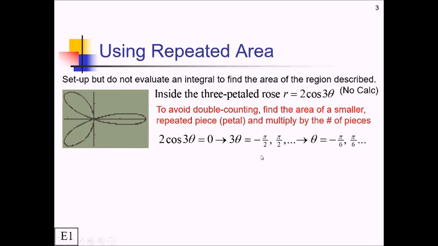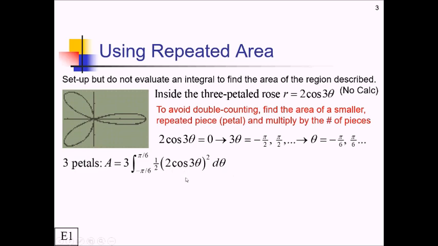So now I've got the limits of integration. I've got the r value for taking an area. Let me find my three-petal area now. So that's going to be 3 times an integral from negative pi over 6 to pi over 6. That's going to give us this right here. And then I have 1/2 r squared d theta, so 1/2 all of this stuff squared d theta. And there's my setup. I could call it a day if this were a free response problem.